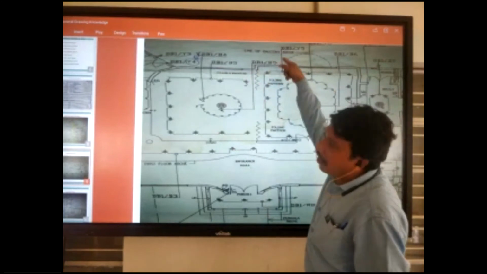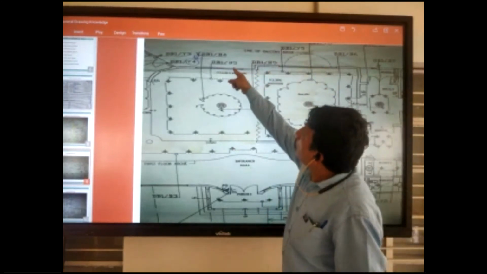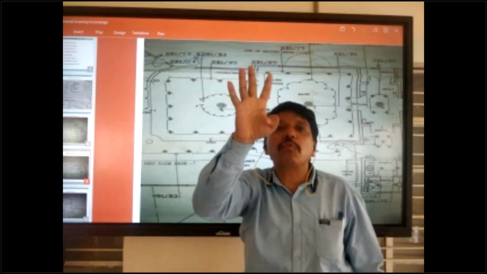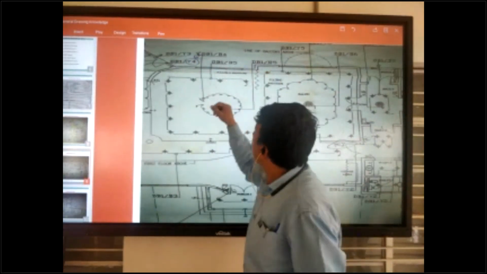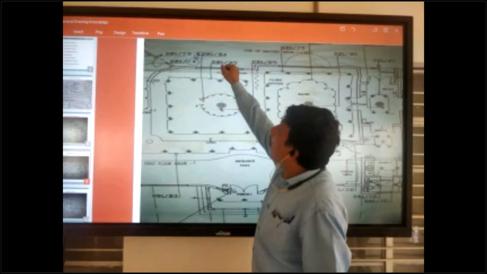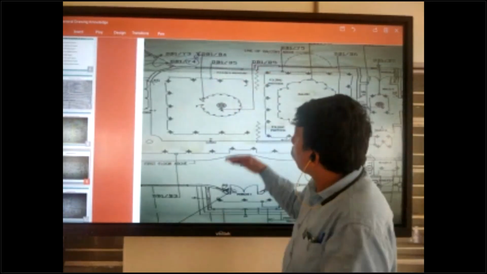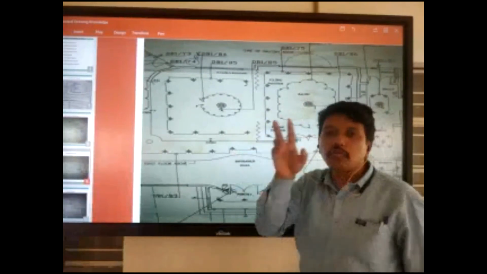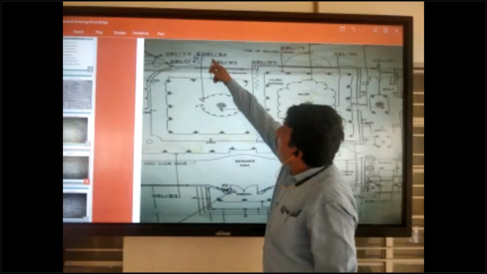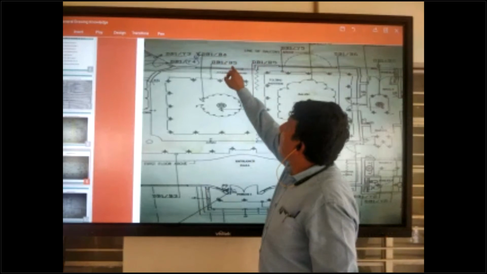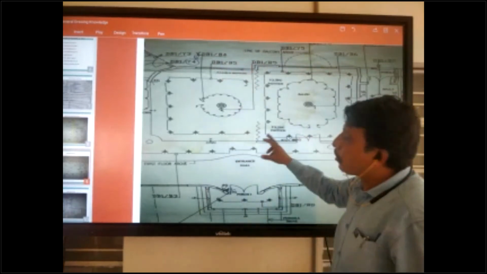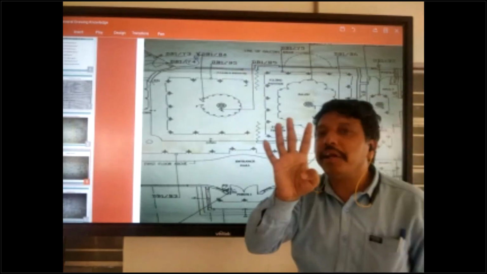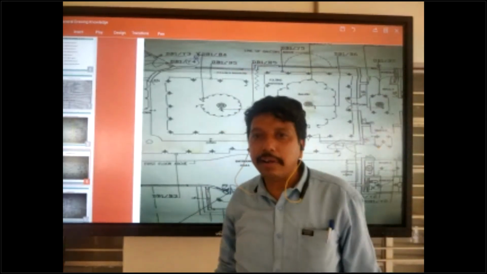R means red phase, B means blue phase, Y means yellow phase. 4 means the number of ways, 4 way. This one is going 5; the number of ways is 5. So you can check this one. In a lighting drawing, you should check the DB number, circuit number and switch location. These 3 things are important in a lighting layout drawing.